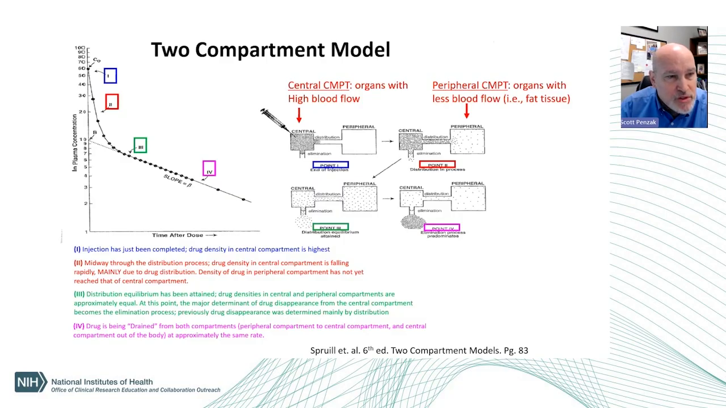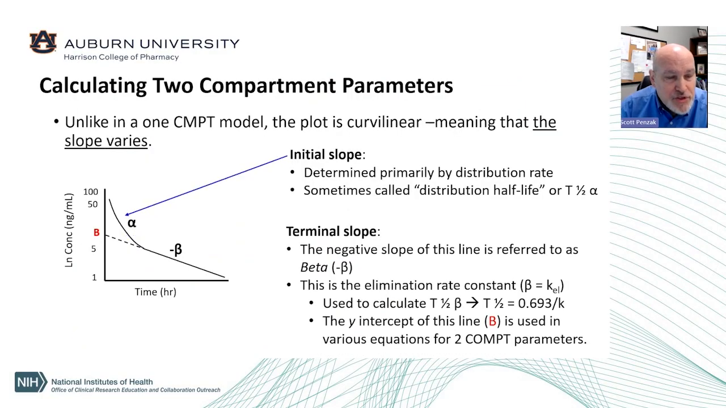Now here, what's going on? This looks like somebody drew a line and back extrapolated from this slope beta, and you see a capital B here. So what is this B all about? This B, as we'll see, is a back extrapolation from this terminal slope. Let's take a step back and talk about the initial slope first. It is primarily determined by the distribution rate. Distribution half-life, or T1/2 alpha, I mentioned that on the previous slide.